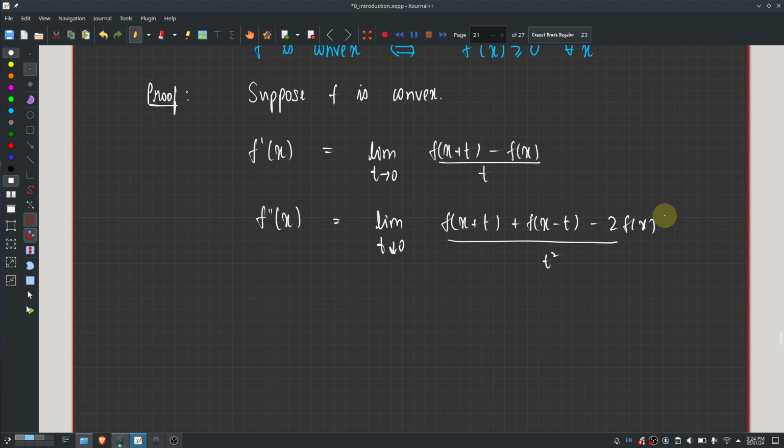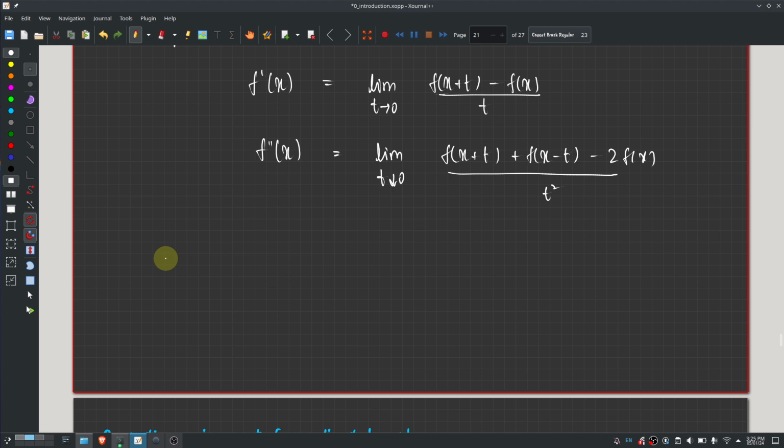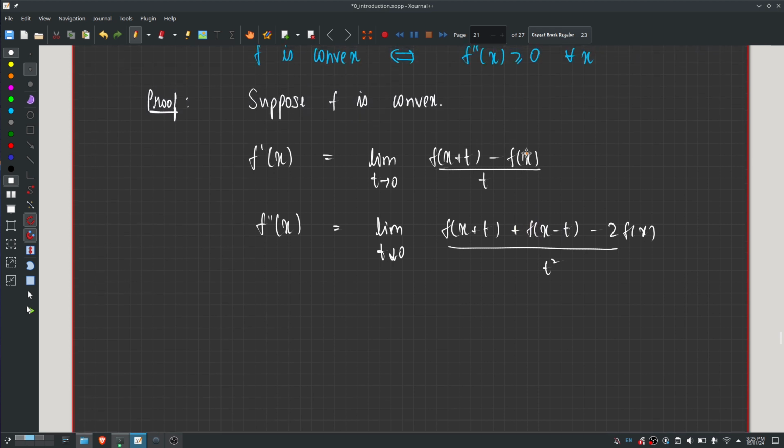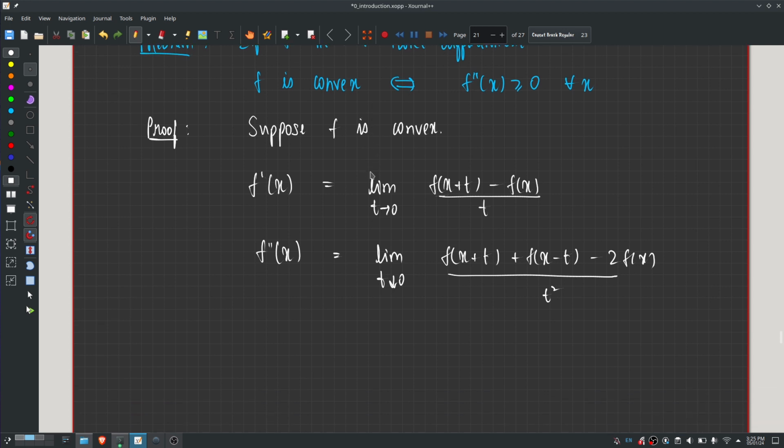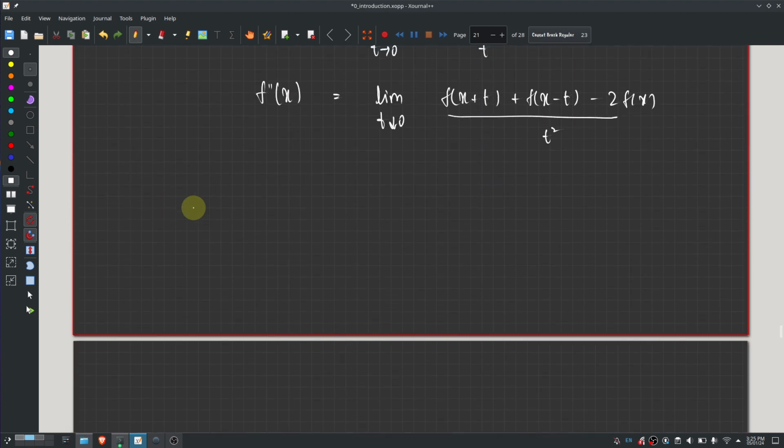Okay, so let's try to use this to show that the second derivative is always greater than or equal to 0 for a convex function. Now let's look at f of x plus t plus f of x minus t. We want to somehow be able to represent it as some convex combination of f, right? So let us consider, let's start with maybe f of x.